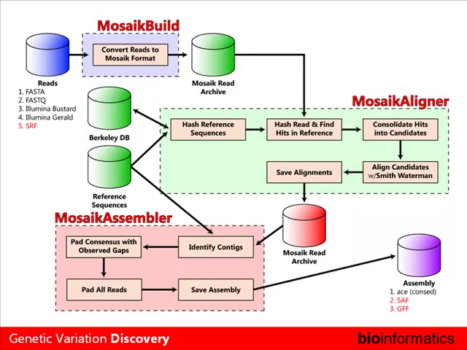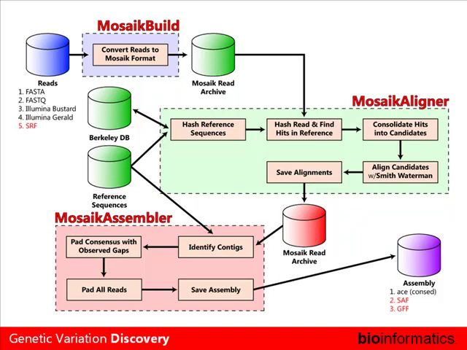Now, this is showing the basic structure of Mosaik. You have a program up here called MosaikBuild. And MosaikBuild simply takes your reads from various formats. If it's FASTA, FASTQ, there's also the short read format that Awesome has been instrumental in putting together. So if you're curious about that, you can hound him about that tomorrow. Also, the native Illumina formats, the Bustard and Gerald formats, are supported. But basically, that's just to make it so that Mosaik can use these formats no matter what.